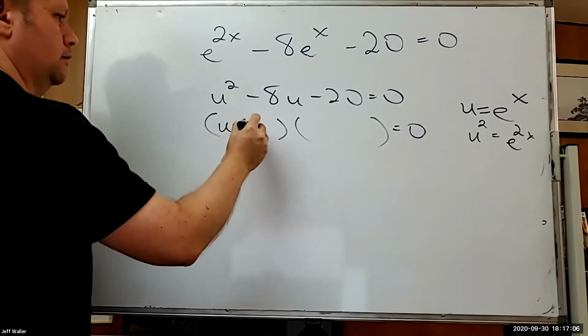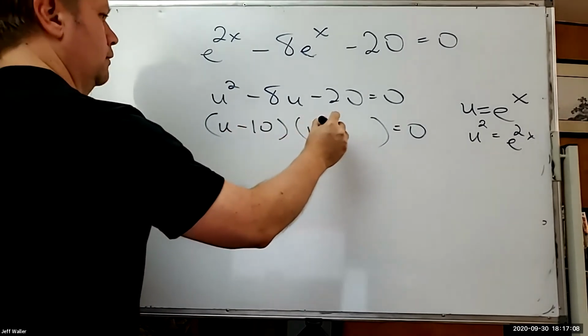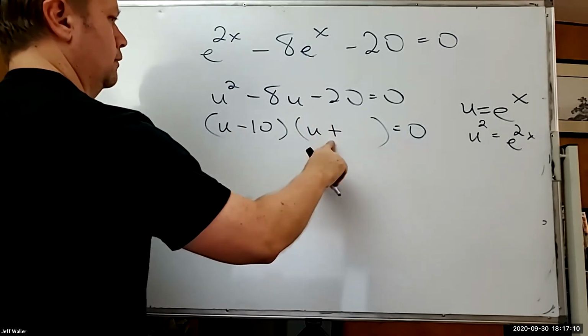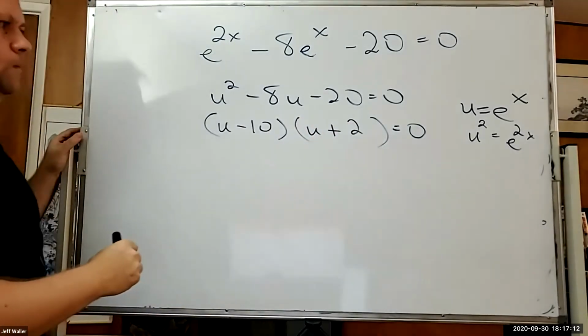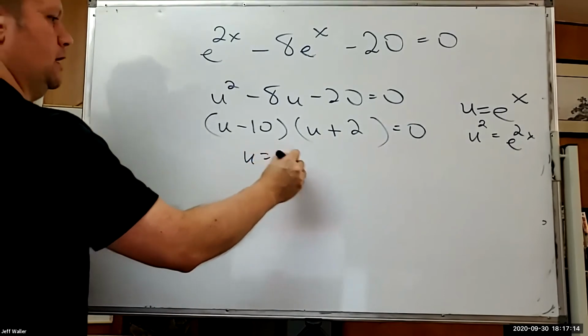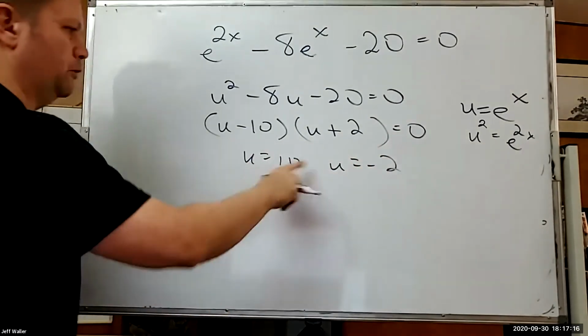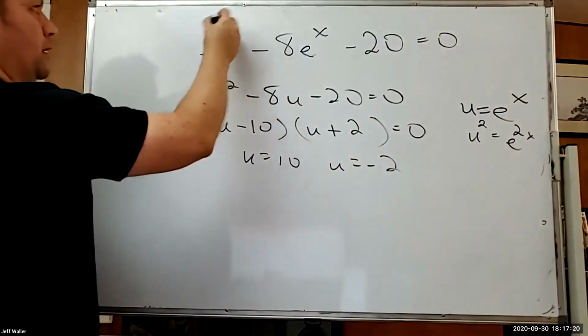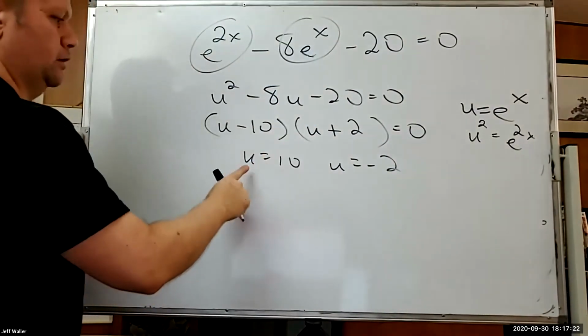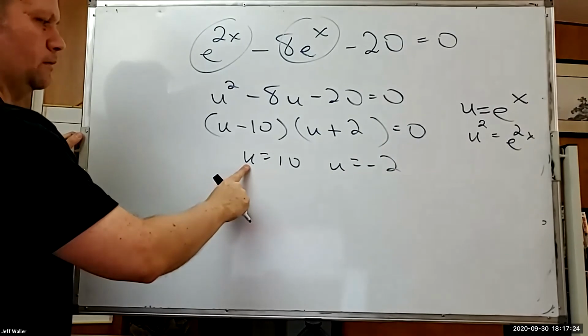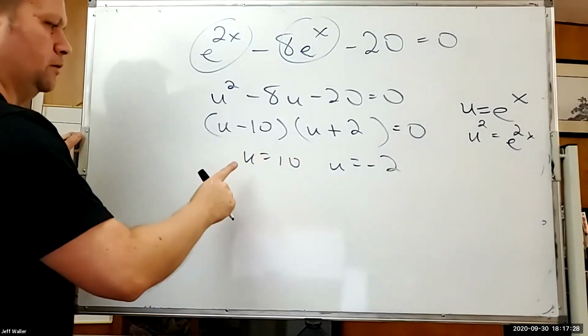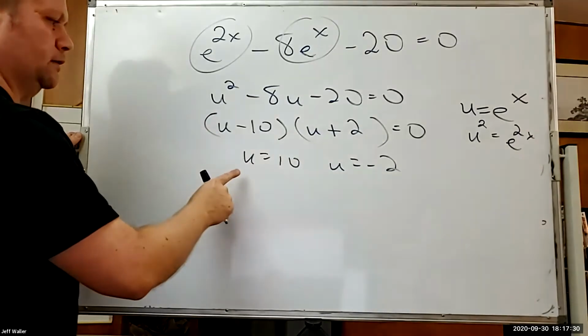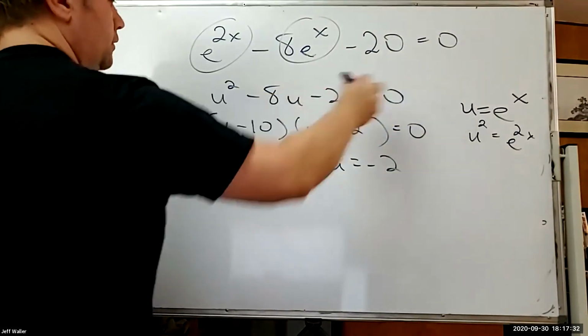U minus 10 and u minus 2, or plus 2. So u is 10 or u is -2, but what was u? Don't stop here and circle that. That doesn't answer my question, because my question involved x's. So what do I put here? 2x? No, u is not equal to 2x. Oh no, e to the x. Sorry.